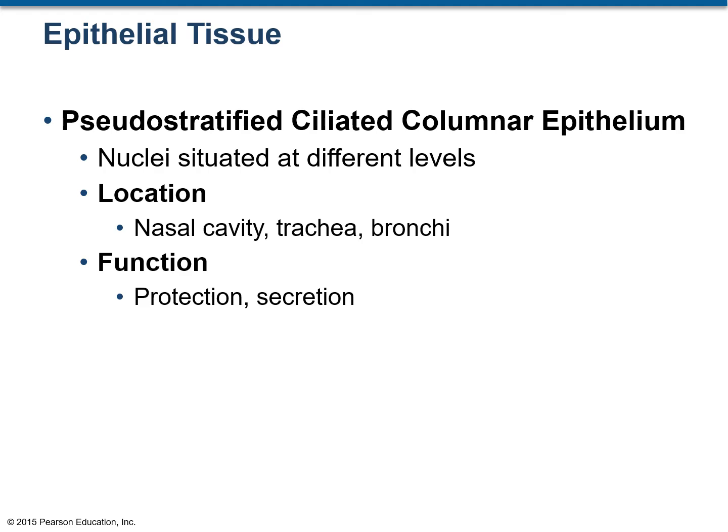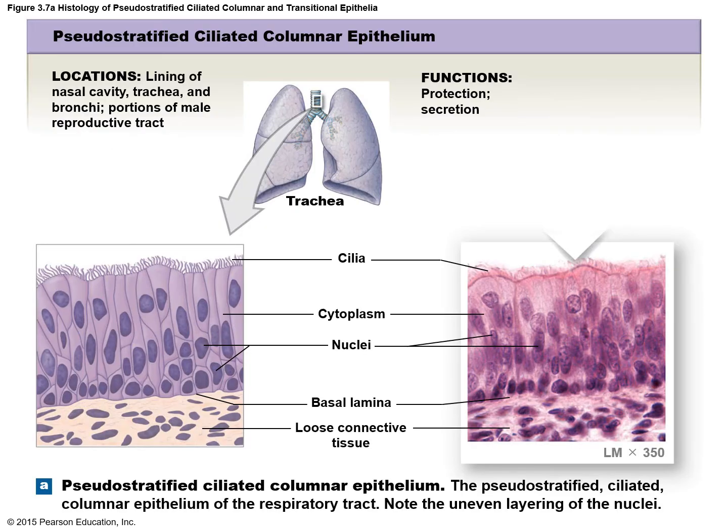It is ciliated, that means it has cilia on it, and the cells are tall. Location, please remember trachea. That's a very important example. What's the function? It's protection and secretion. So this figure shows you the pseudostratified ciliated columnar epithelium in the trachea. You can see the cilia or the small hair-like structures on the apical surface. Look how the cells near the base, they don't give you the shape of the cells. It's only the cells near the apex that give you the columnar shape.